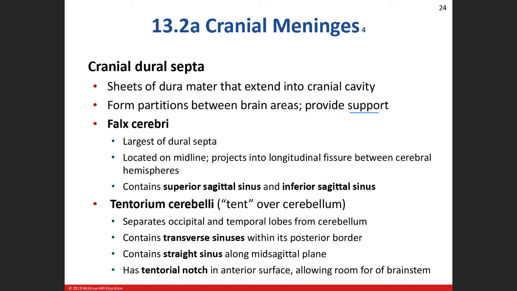The first one is the falx cerebri. This divides, or is found in between, your right and left cerebral hemispheres. It's the largest of the two. Inside of the falx cerebri, we find two sinuses: the superior sagittal sinus and the inferior sagittal sinus. Those are called dural venous sinuses, where the two layers from the septa separate, and blood will flow into those spaces.